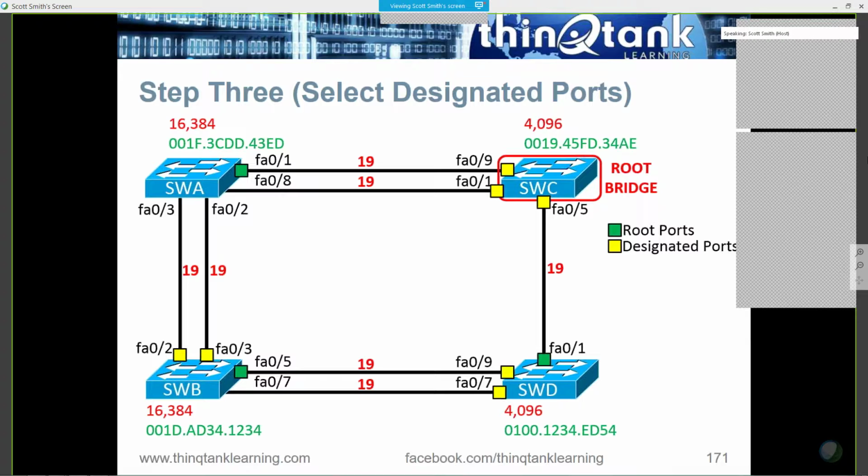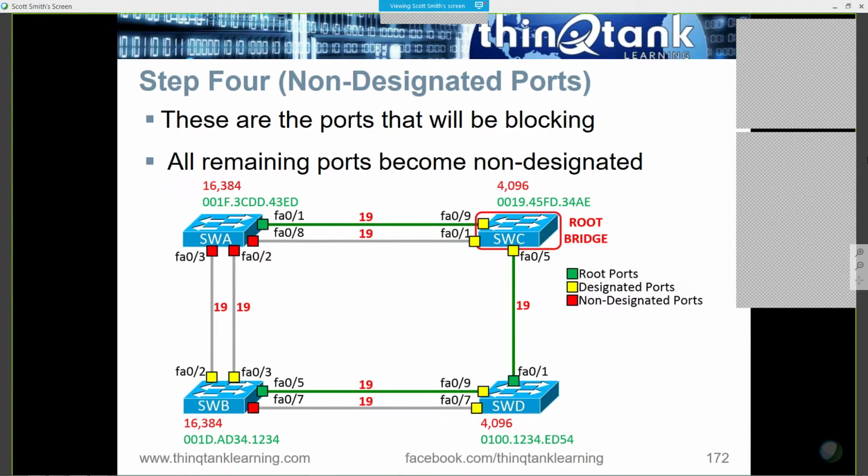All right. What do you think the last step is? The last step's the easiest one. Gotta kill some ports. Whatever's left is blocking. There's no calculation here. Whatever's left is blocking. Did we get rid of our loop? Sure enough, we did. See, when you get used to spanning tree, when you get the 4 steps down, it's really, really simple. Let me show you.